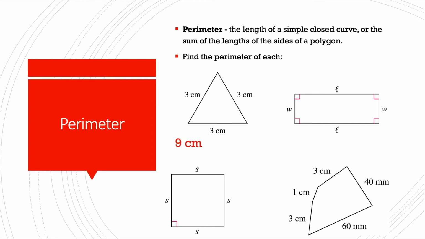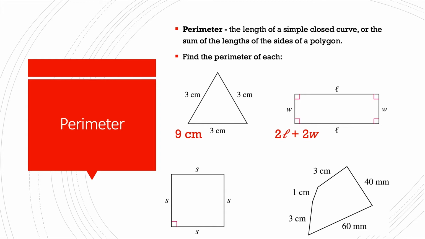So the perimeter of the first one, the triangle, 3 plus 3 plus 3 would be a total of 9 centimeters. Now the rectangle one, that's not as straightforward because I don't have just quantities that I'm adding up. I have variables. So if I were to add it, it would be W plus L plus W plus L. But I can combine like terms. I would have 2 L's and 2 W's. So that would be my sum.